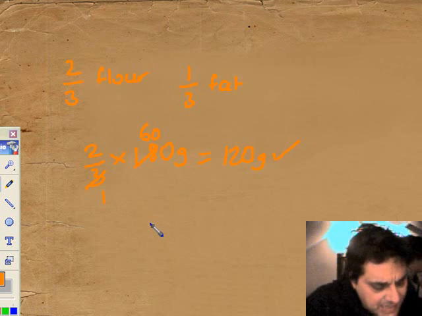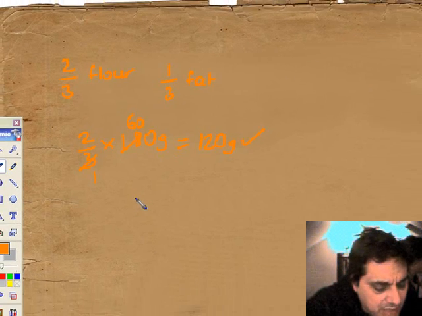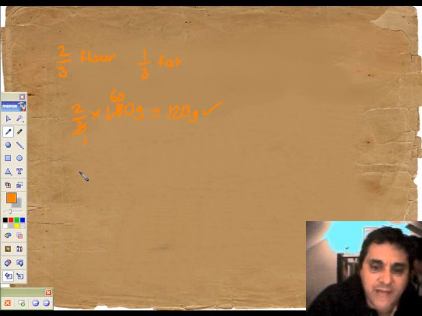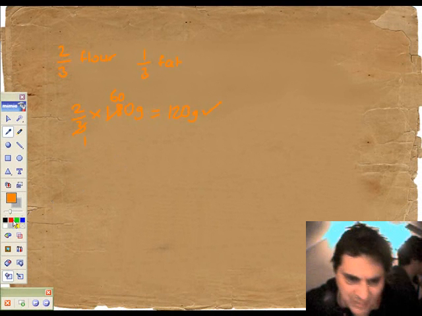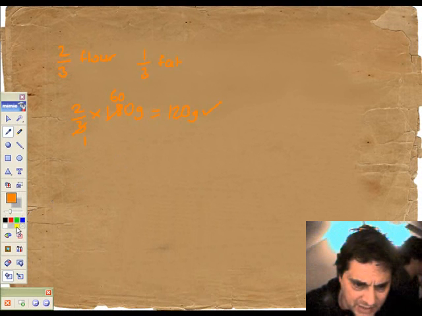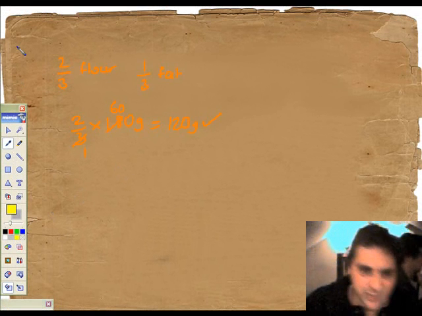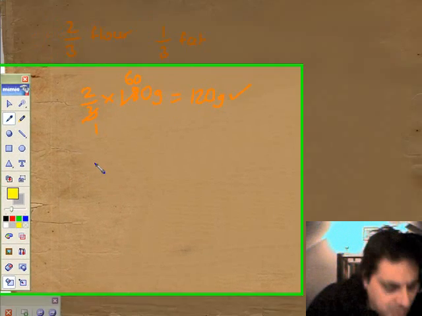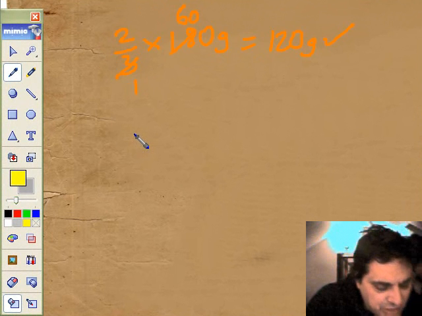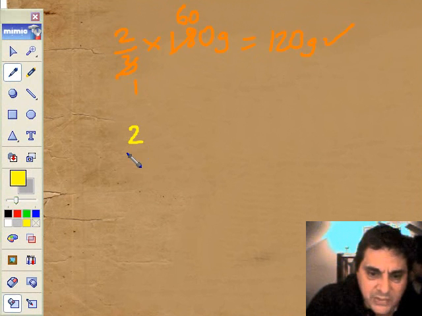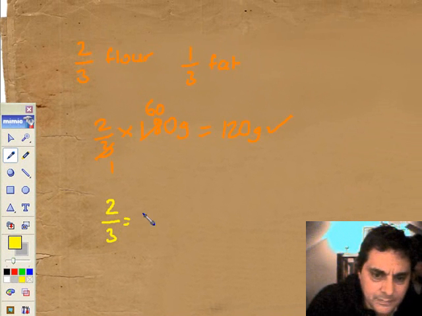The next part says, how much pastry can you make if you have 50 grams of flour? Now let me change colour again. Not sure how clear that is to you. Let's go yellow because it goes nice with orange, I think. The question says, how much pastry can you make if you have 50 grams of flour? Now remember, 2/3 is the flour, and I've got 50 grams of this stuff.